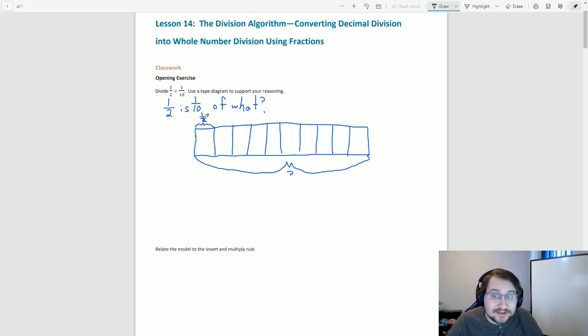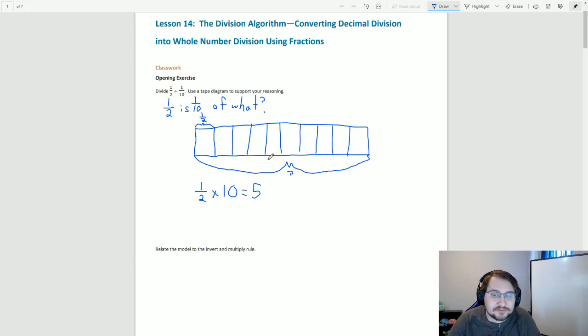So if I know that 1 out of my 10 pieces is 1/2, then I know that if I take my 1/2 and I multiply it by 10, I should get what my whole is. And if I do 1/2 times 10, well, that's going to give me 5, which means that 1/2 divided by 1/10 is going to equal 5.